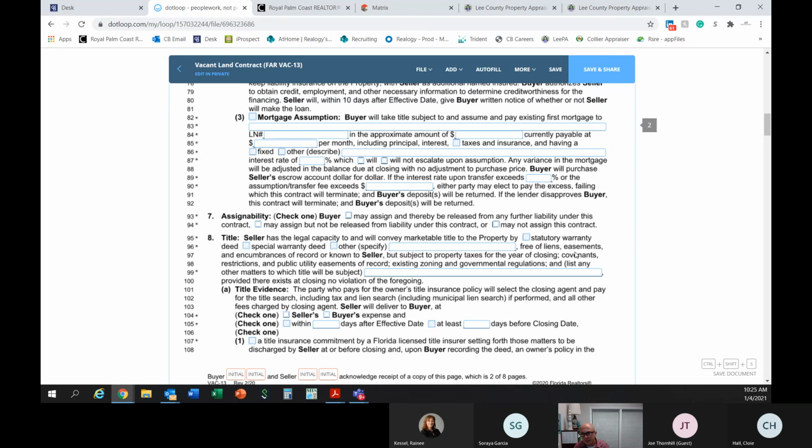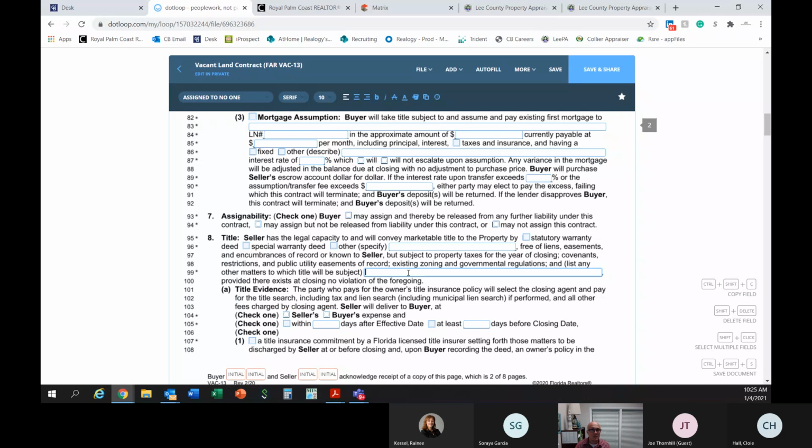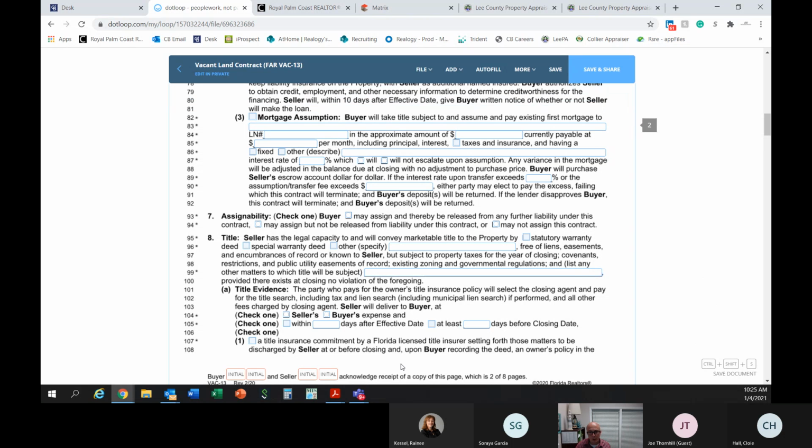Or others specify free of liens, easements, and encumbrances of record or known to seller, but subject to property taxes for the year of closing, covenants, restrictions, and public utility easements of record, existing zoning and government regulations, and list any other matters to which title will be subject. So if there's anything else that the seller is aware of or has been disclosed, we would enter that here, provided there exists at closing no violations of the foregoing.